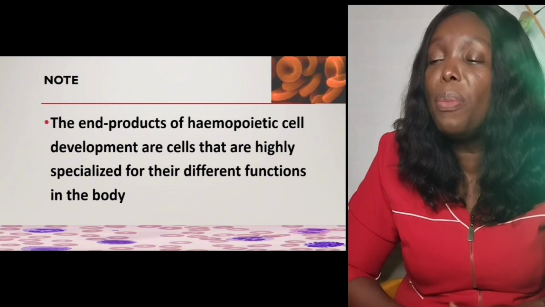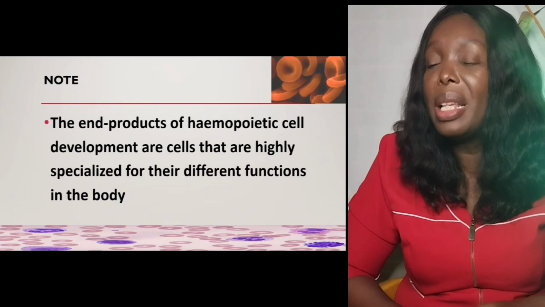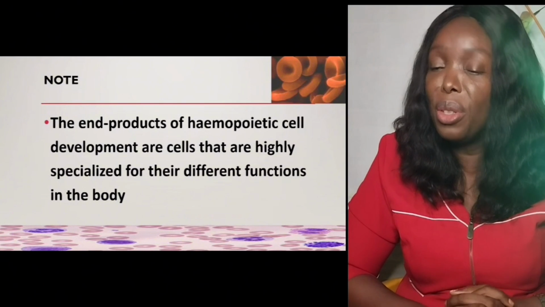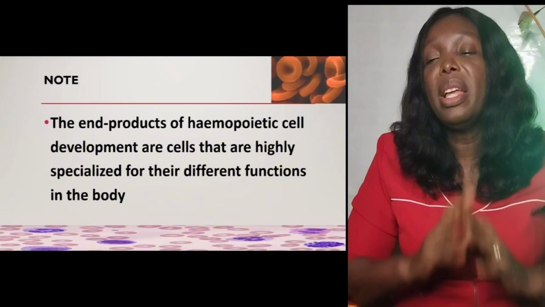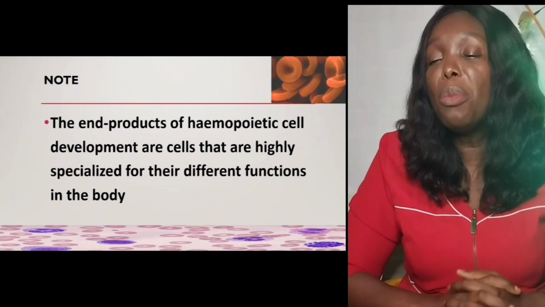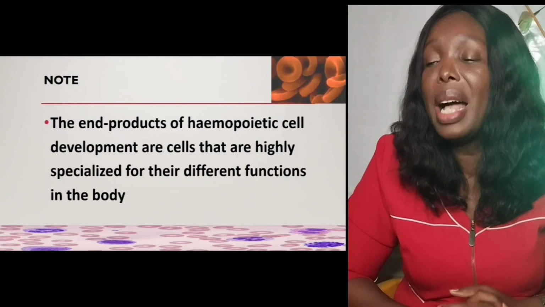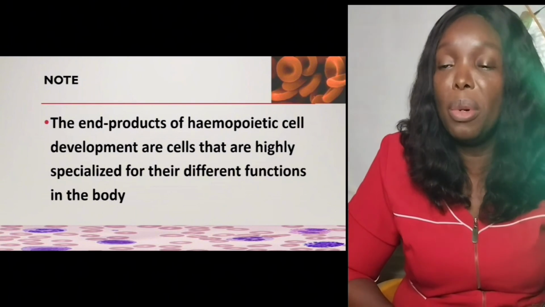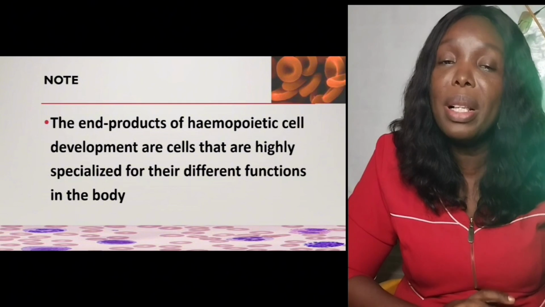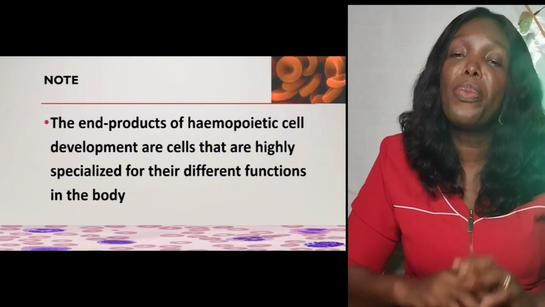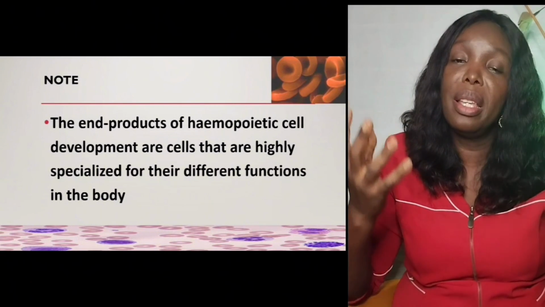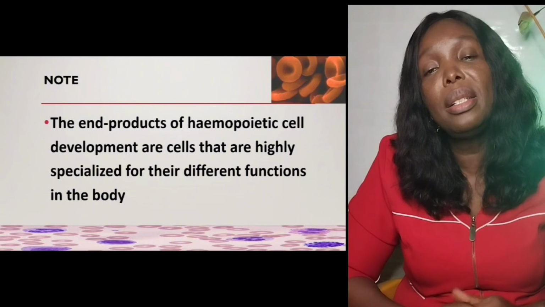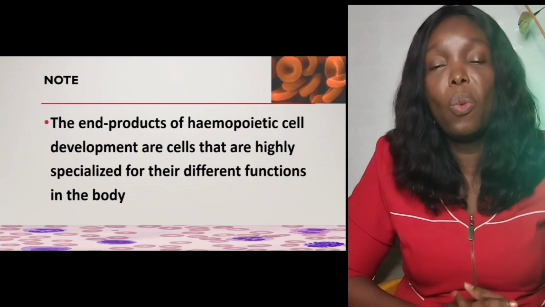Remember that the end product of haemopoietic cell development are cells that are highly specialized for their different functions in the body. The end product of haemopoiesis is the production of different cells like erythrocytes, that is red cells, platelets, and leukocytes, that is white cells.